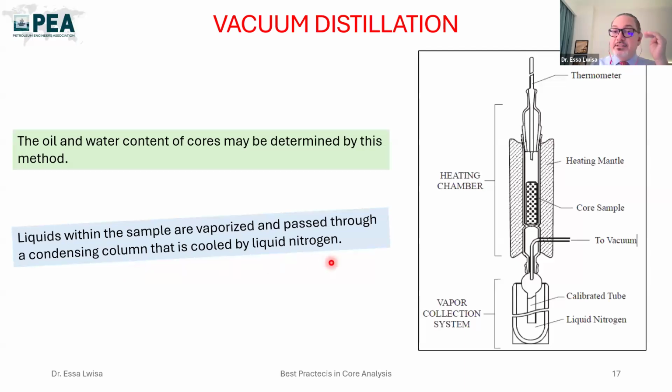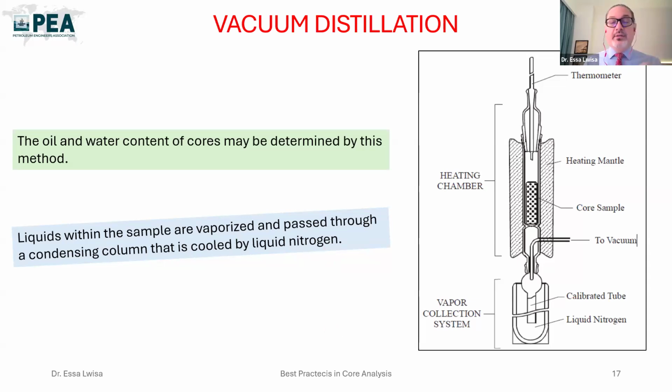So it is a little bit sophisticated. Up to my knowledge, it is not being used anymore because it is expensive and sophisticated. You need very well-trained personnel to run that test. As I said, most companies, I would say, are using Dean Stark and Soxhlet.